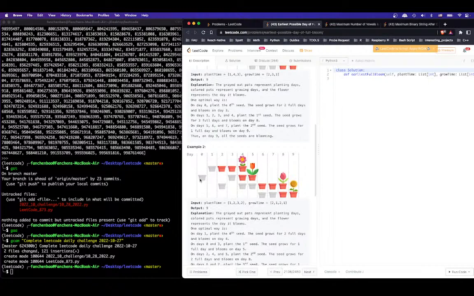Day 1 we plant here, and day 2 we plant here. And then we have this, so day 3 we plant this one. And day 4, no, actually day 3. Day 3 we plant this one. And then these 2 days. Oh, what is the ideal here?